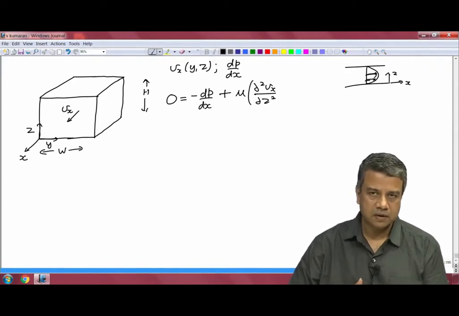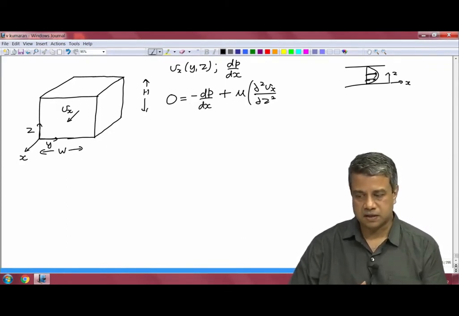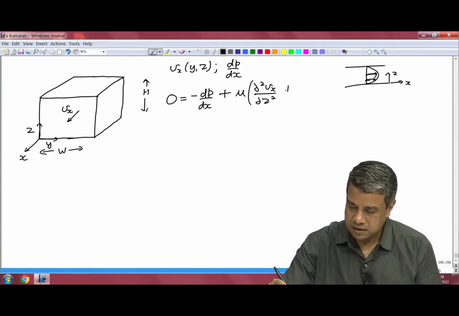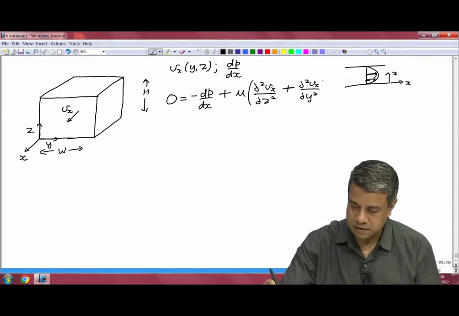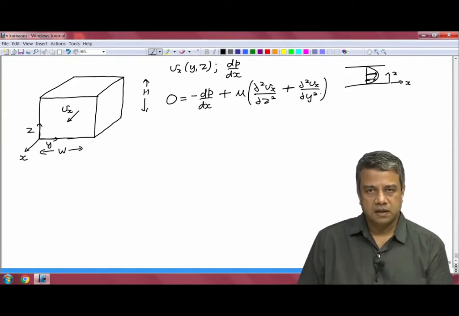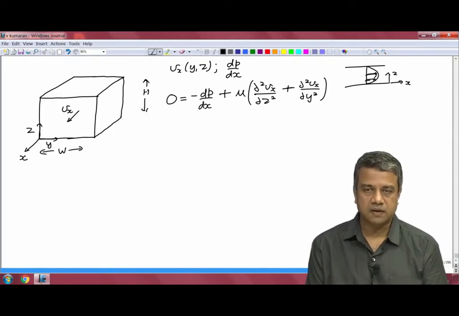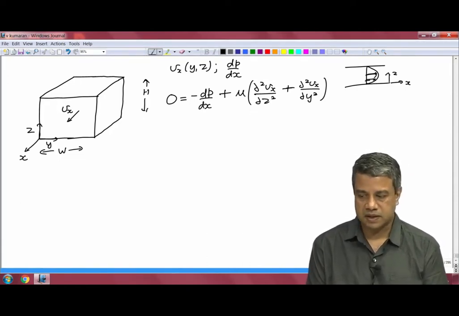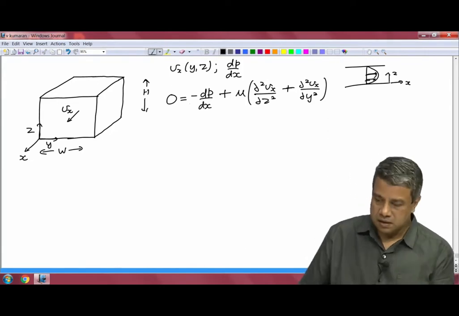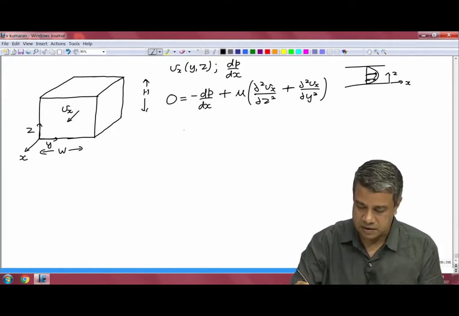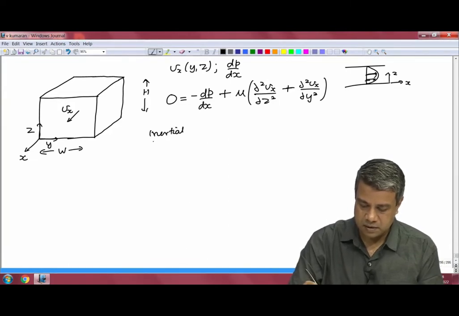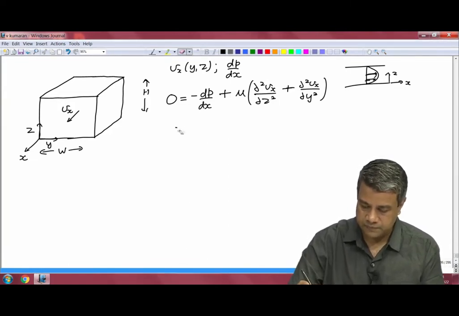If you have a wall, a side wall in the y direction as well, then this equation gets slightly modified: partial square Vx by partial y square. So, this is the Laplacian of the velocity in two dimensions. If you recall, I told you that the Laplacian of the velocity appears in the momentum conservation equation. You had the inertial terms on the left. Let me write that down for you.